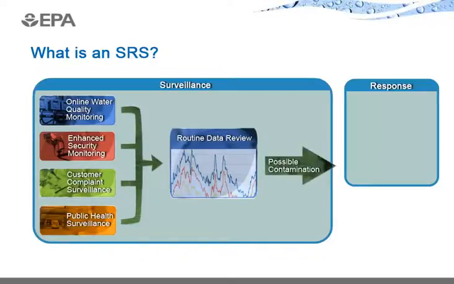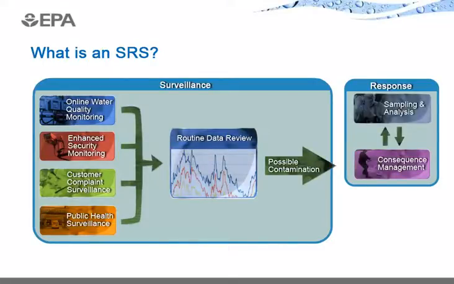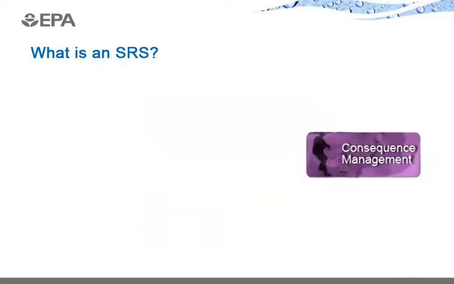The response components include CM and sampling and analysis, which support timely response actions that minimize the consequences of a contamination incident. In this training module, we'll focus on the CM component.